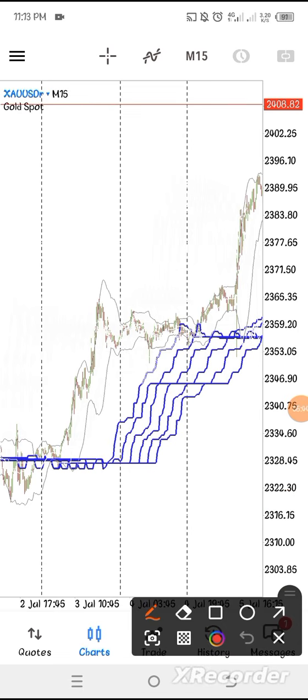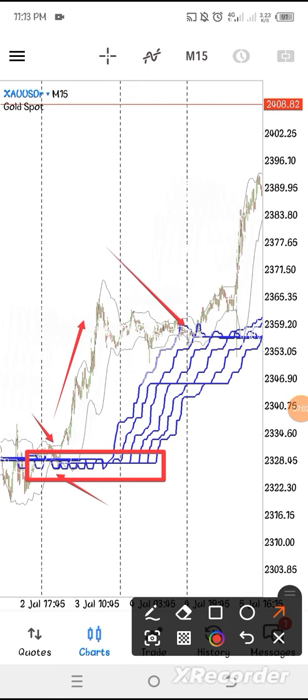Now look at this place. There is a crossover of the cloud around that place. Here is where I'm going to take my trade and put my stop loss here, and I'll continue to ride the trade. The market touched it around this place and also bounced back up. So it is a very good strategy, guys.